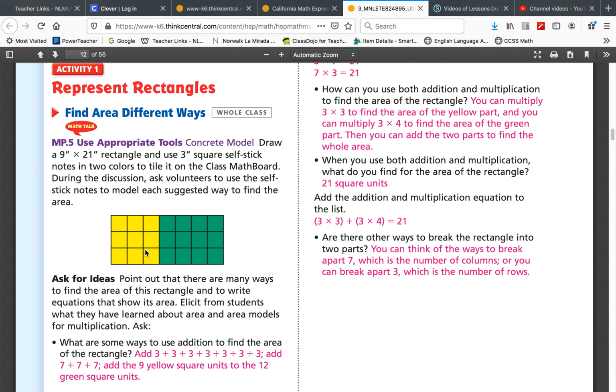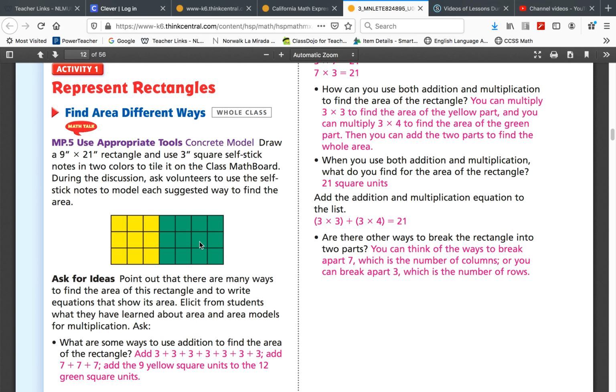Now let's pretend you do know 3 times 3 and 3 times 4. 3 times 3 equals 9, so this yellow section is worth 9 square units. 3 times 4 equals 12. Then you can add 9 plus 12 equals 21.